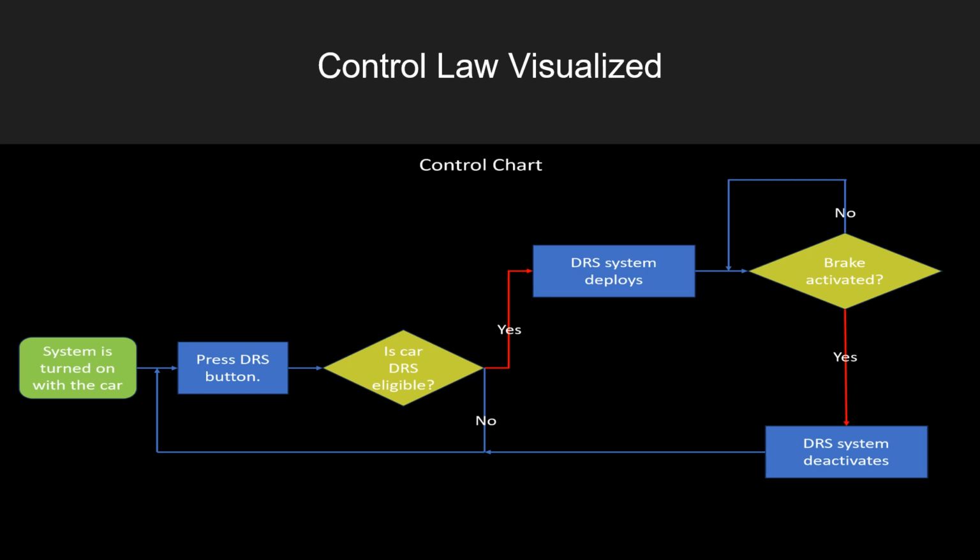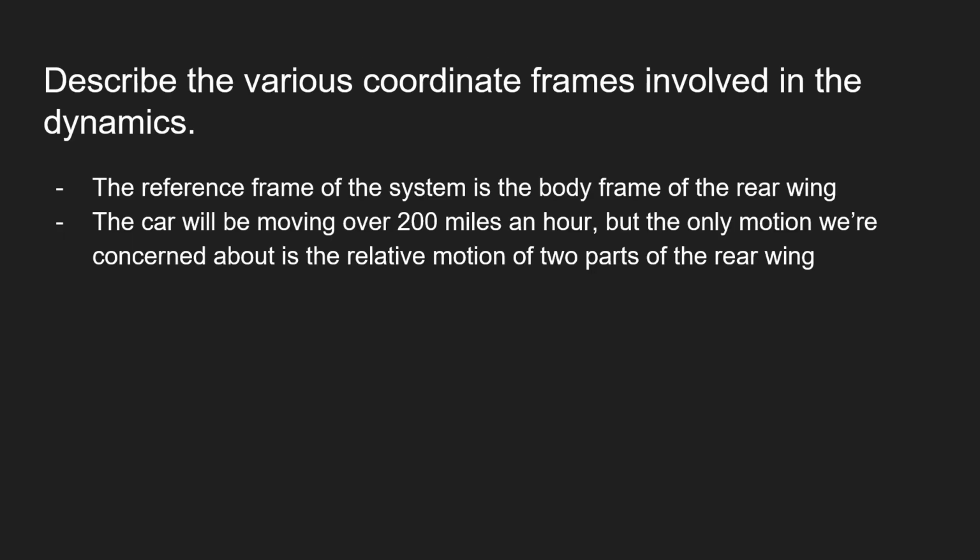If the driver hits the DRS button, it goes through a check saying, is this car DRS eligible? And that could be location on the track, or it could be if he's about to pass somebody. If not, it just goes back in a loop until he hits the button and it continues to check. If yes, it deploys the DRS system, which does not stop until the brake is activated, putting it in another logical loop, so the DRS will be down until someone brakes, then it'll close. If the brake is activated, the DRS system deactivates, and it waits until you hit the button again.